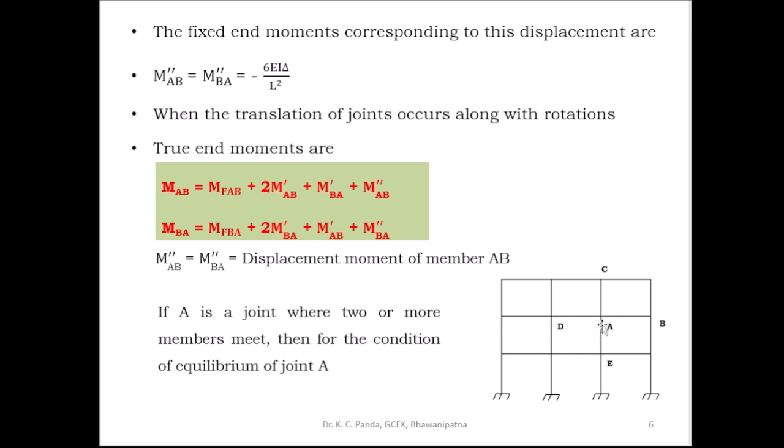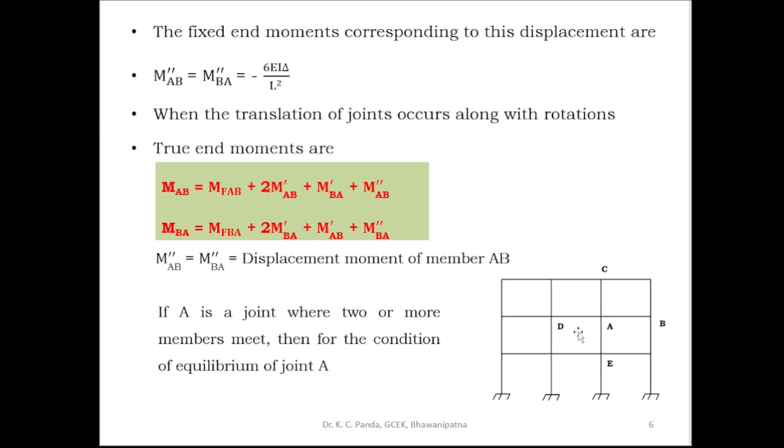And for the AD member, MAD is equal to MFAD plus twice into M dash AD plus M dash DA plus M double dash AD. And for the AE member, MAE is equal to MFAE plus twice into M dash AE plus M dash EA plus M double dash AE. This formula can be used for all the members meeting at joint A.